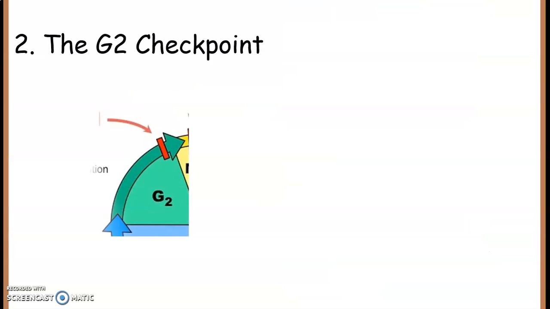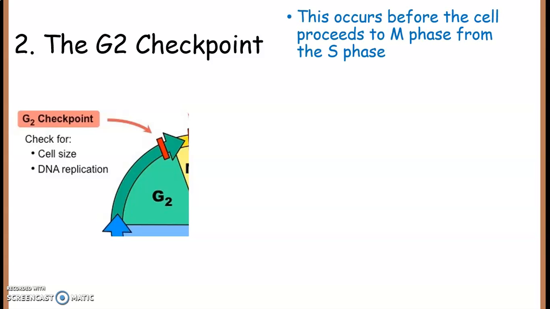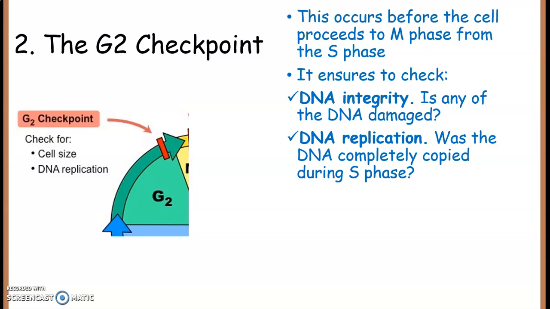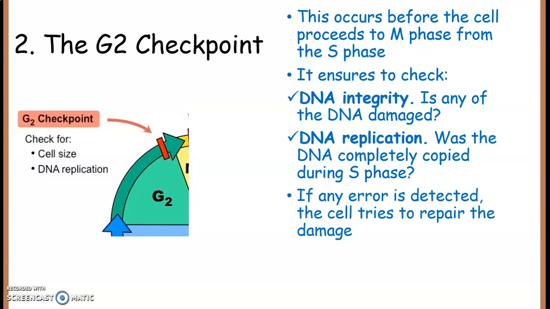After the S phase, there is another checkpoint known as the G2 checkpoint, which occurs at the transition from S phase to M phase. It checks that the DNA is intact, that is, DNA integrity: is there any damage in the DNA or not? And the DNA replication: has the replication in the S phase been completely done, or is there any damage to the DNA, any step that lagged behind, or anything that is not accurate? These things are checked.